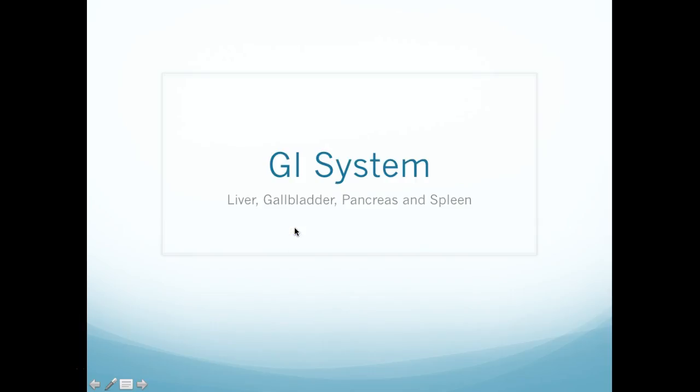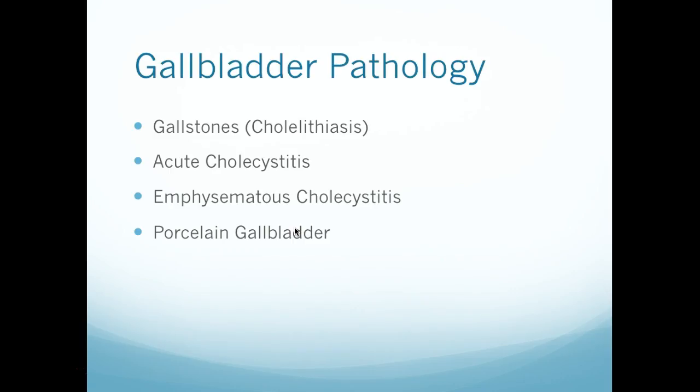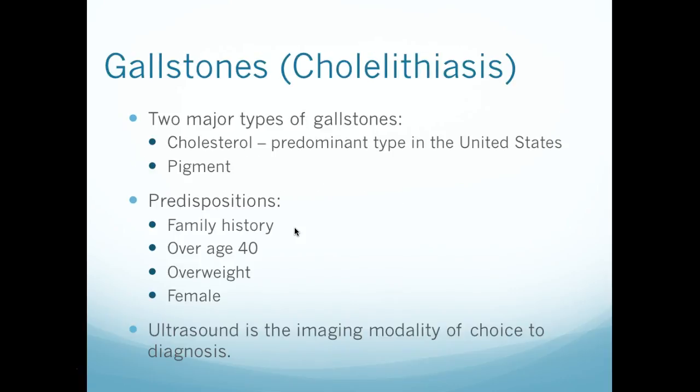Okay, students, this is your last lecture on the GI system. We're going to cover the liver, gallbladder, pancreas, and spleen. So with gallbladder pathology, we're going to be looking at gallstones, acute cholecystitis, emphysematous cholecystitis, and we have porcelain gallbladder.